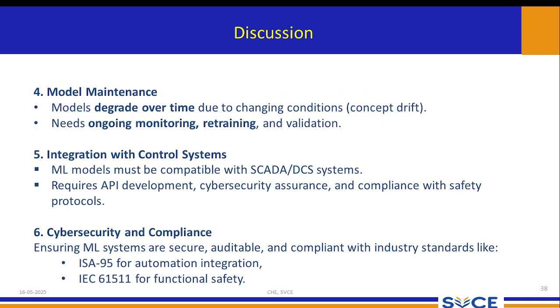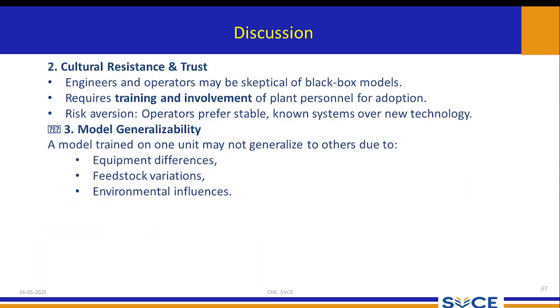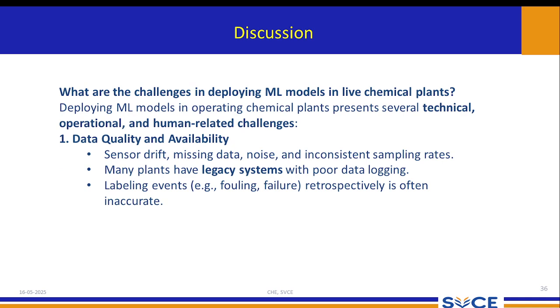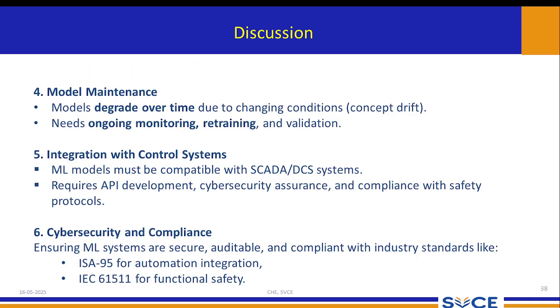Coming to the other three challenges of deploying machine learning in chemical plants: model maintenance, integration with the control system, and cyber security and compliance. Model maintenance: models degrade over time due to changing conditions, concept drift, and need ongoing monitoring, retraining, and validation. Integration with the control system: machine learning models must be compatible with the SCADA or DCS.